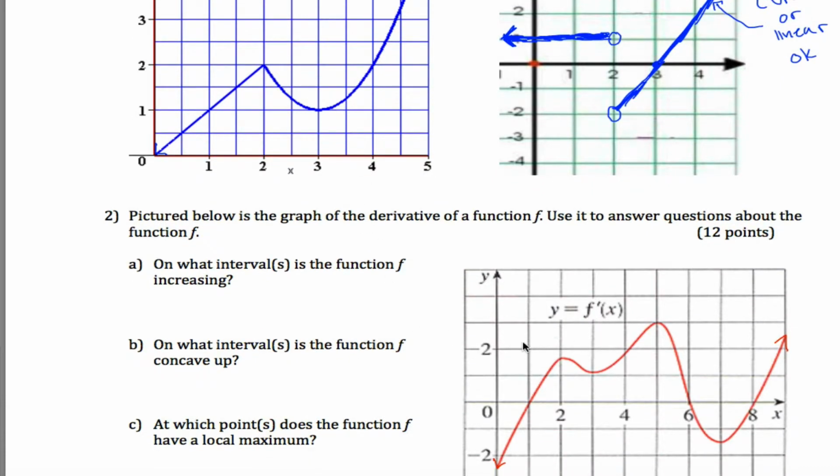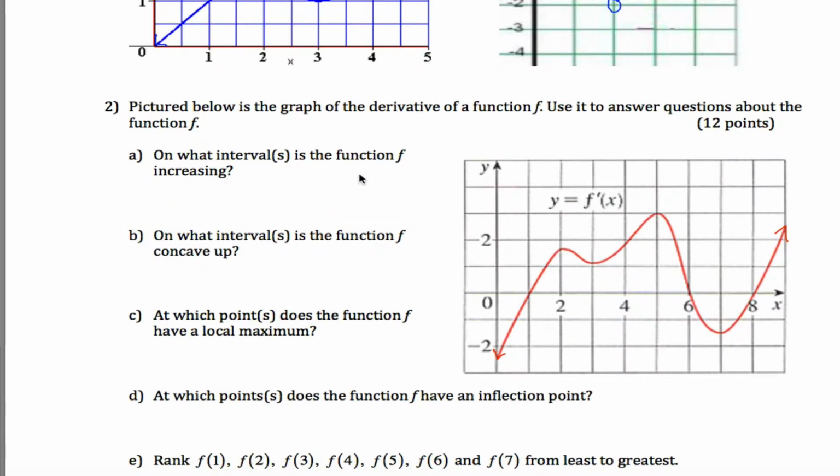Number 2, you're given the derivative of a function and asked questions about the function. That's important. This is not the function right here. I'm not asking you when this thing is increasing. This is the derivative. I'm asking you about the function that defines this derivative. When is that thing increasing, concave up, etc.? Okay, so on what intervals is the function f increasing? f is increasing when f prime is positive.